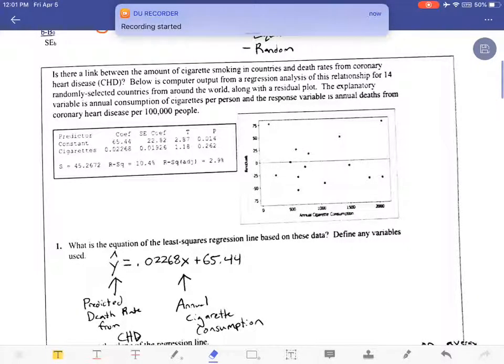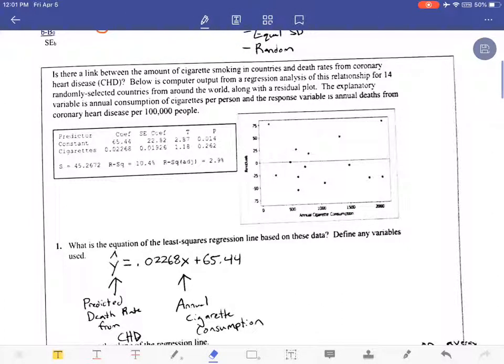All right, so we're going to write down, is there a link between the amount of cigarette smoking in countries and death rates from coronary heart disease? Below is a computer output from a regression analysis of this relationship for 14 randomly selected countries from around the world, along with a residual plot. The explanatory variable is annual consumption of cigarettes per person, and the response variable is annual death rates from coronary heart disease per 100,000 people.